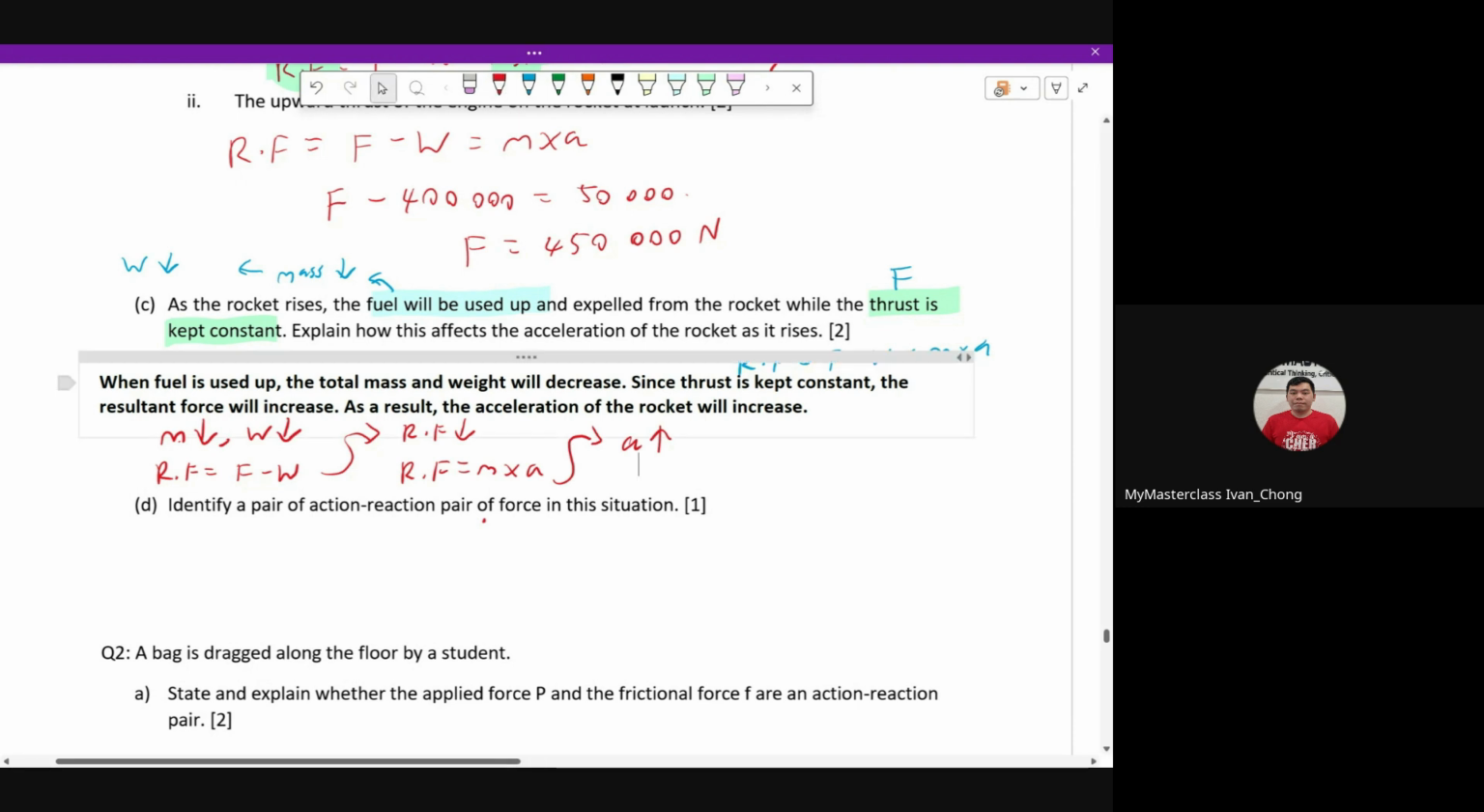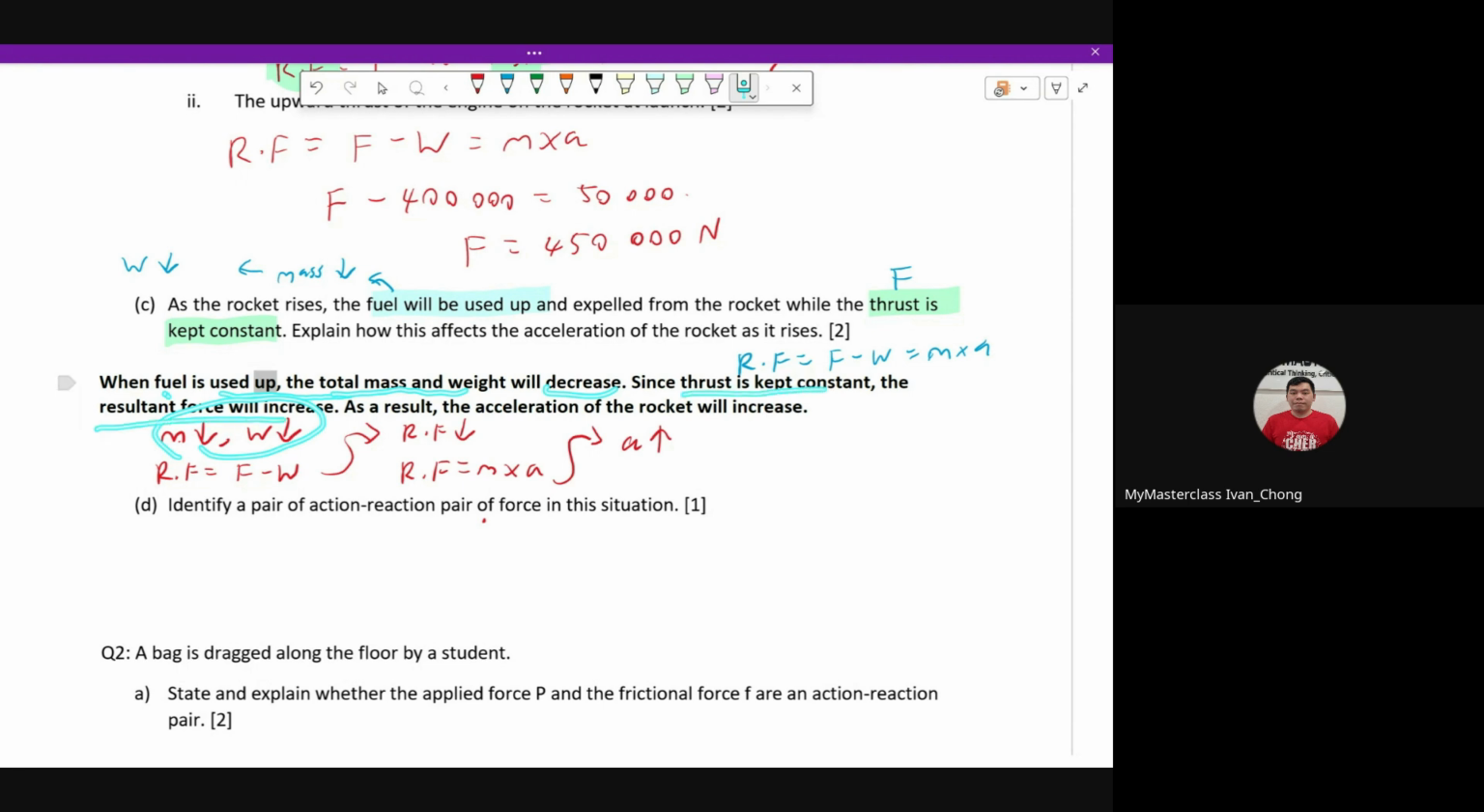You can see as fuel is used up over here, what happens? Your total mass and weight will decrease, which is this part over here. After that, thrust is constant, so resultant force will increase. Why? Because thrust is constant and weight decreases, so you actually have more resultant force.